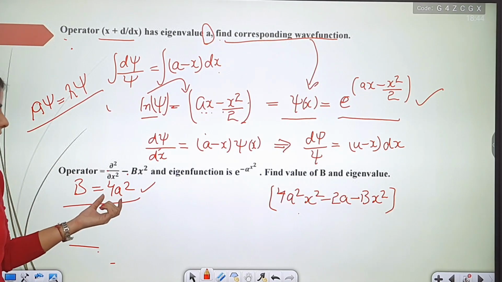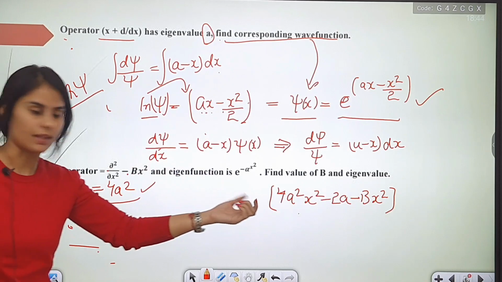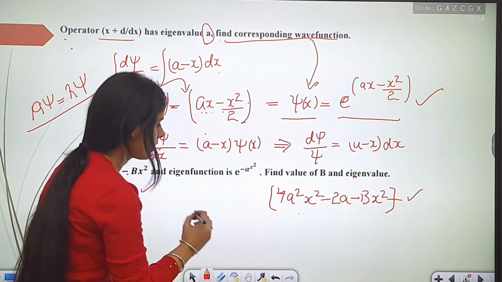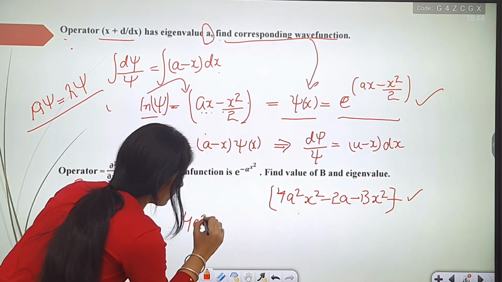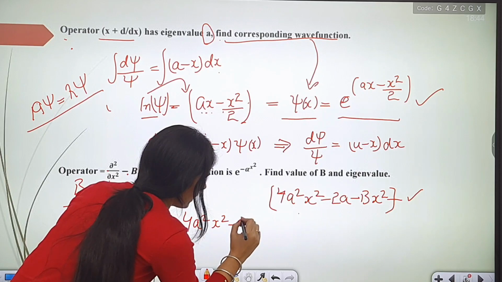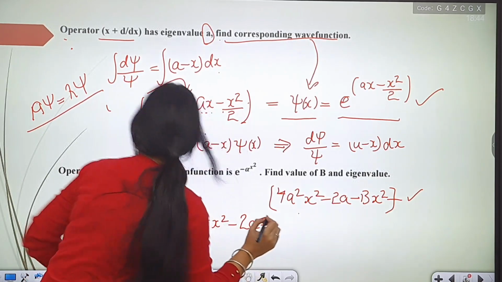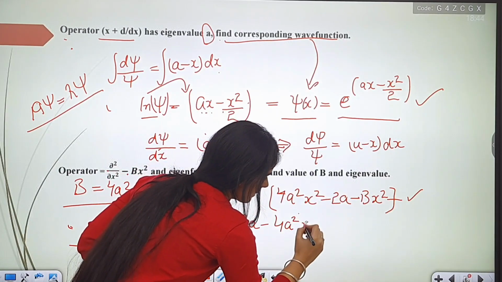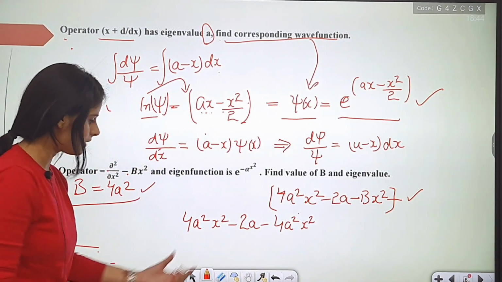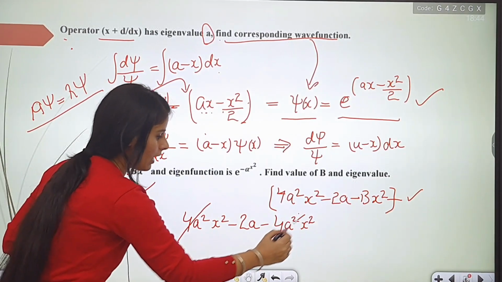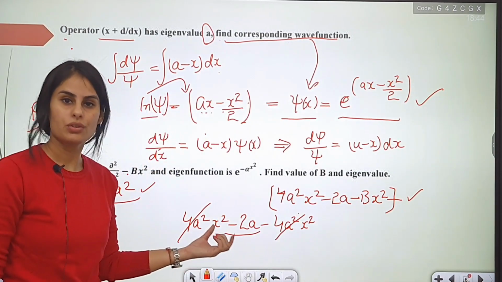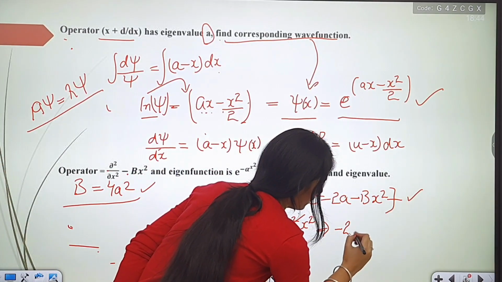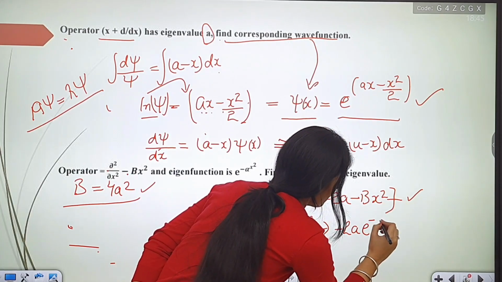As we get the value of b equal to 4a square, now we are going to replace this in our original equation. So here 4a square x square minus 2a, and b is 4a square x square. Okay, these two terms will cancel out and we will get the eigenvalue minus 2a, so eigenvalue times eigenfunction.